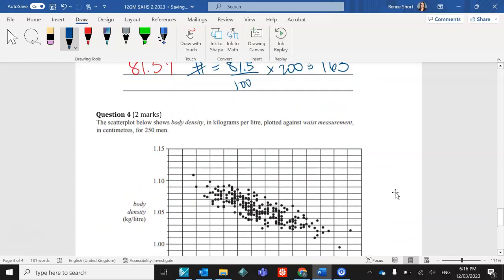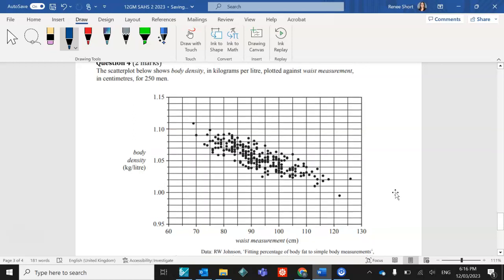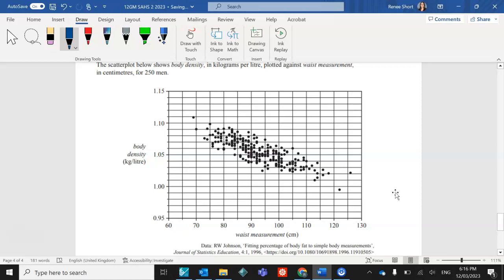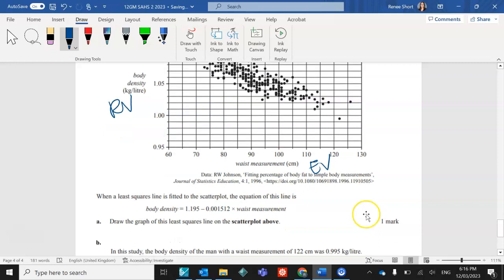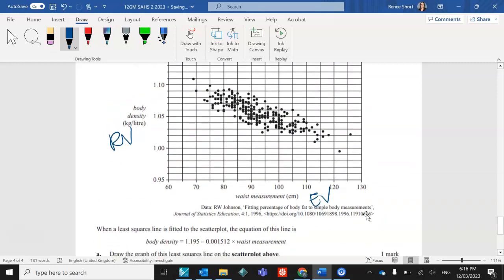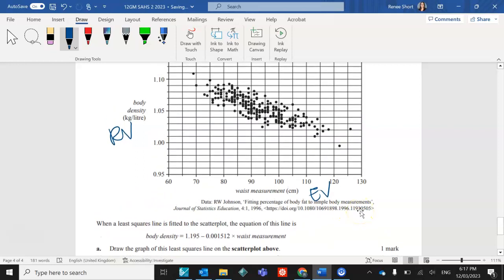If I then go to question 4, because that's me done. The scatter plot below shows body density in kilograms per litre plotted against waist measurement for 200 men. Once again, EV, RV. Hope you've got the routine. I can see here that I've got a negative association happening. I'm sloping down from left to right, and it says when a least squares line is fitted to the scatter plot, we get the equation of the line: body density, my RV, equals 1.195 minus 0.001512 times waist, which is my EV.